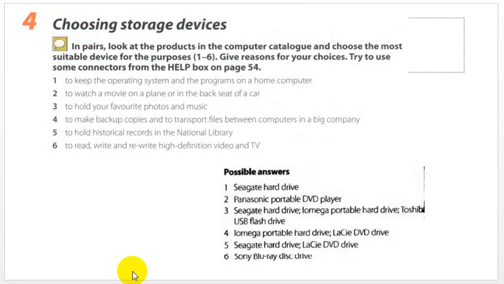Lacie DVD drive. To hold historical records in the National Library, that is Seagate hard drive, Lacie hard DVD drive. And to read, write and rewrite high definition video on TV, Sony Blu-ray disc drive.